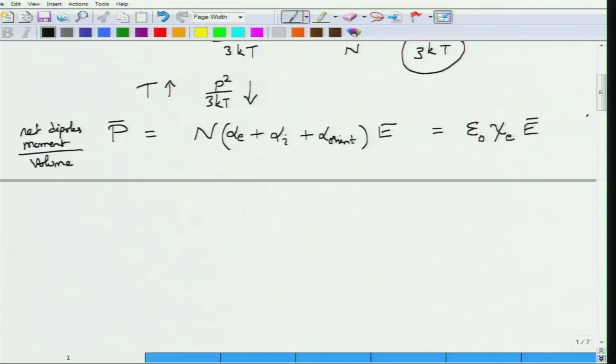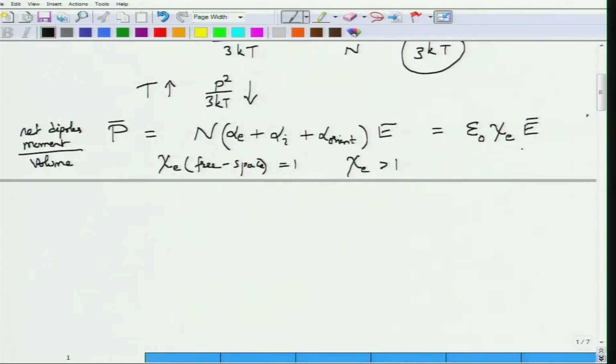For free space, chi E, the susceptibility, is equal to 1. For all other materials, this chi E is typically greater than 1, indicating that the polarization vector P would be greater than the free space value of epsilon 0 E. Okay. Now, what is this electric field?